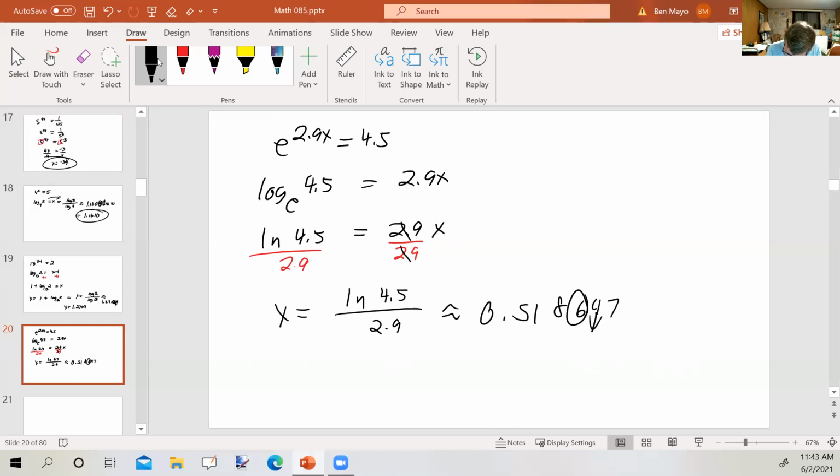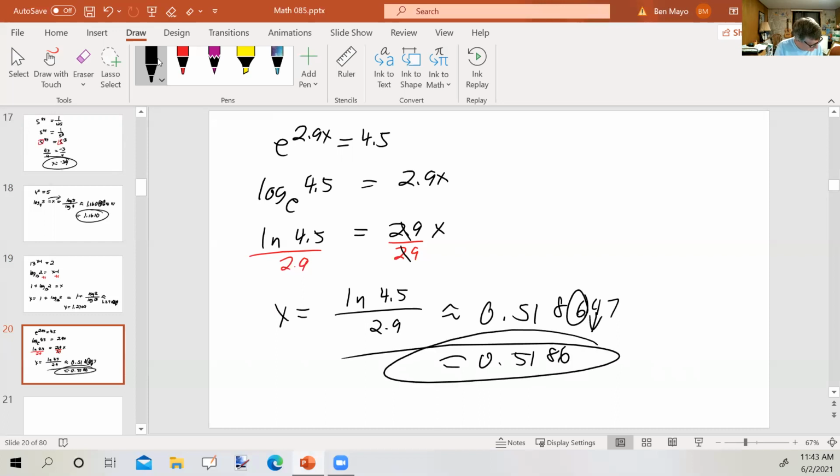0.518647. The 4 would round down, so 0.5186.